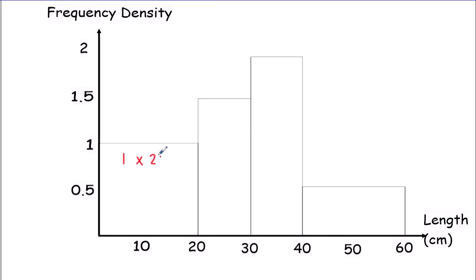So the first bar has got a frequency density of 1, that's how tall it is, and a width of 20 because it goes from 0 to 20. So it's 20 wide and 1 tall, so there are 20 items in that bar. 20 things, 20 people, whatever it is.